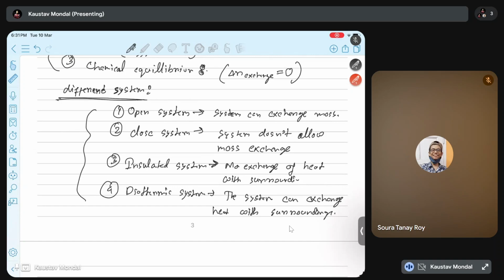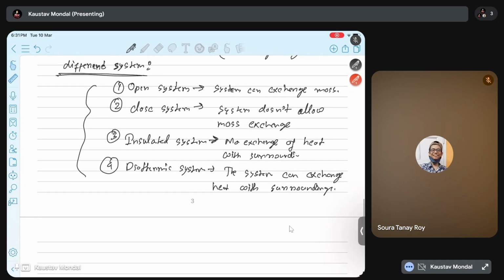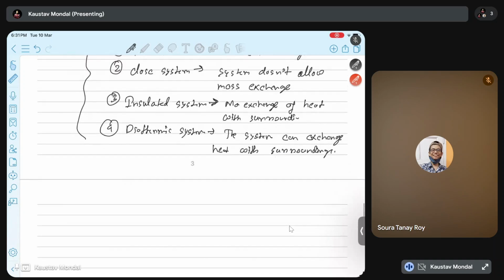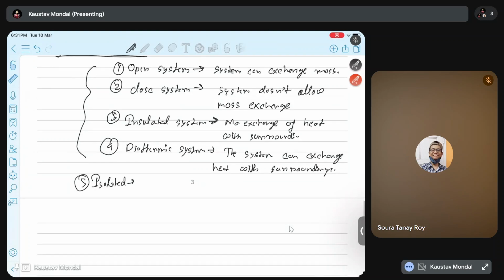In general, these are the four types of systems. And this is the insulated system. There is also a definition, I guess, of the isolated system. I don't know whether they are equal or not. Isolated systems are completely isolated, so they cannot exchange both heat and particles. No heat and no mass. This is known as the isolated system.